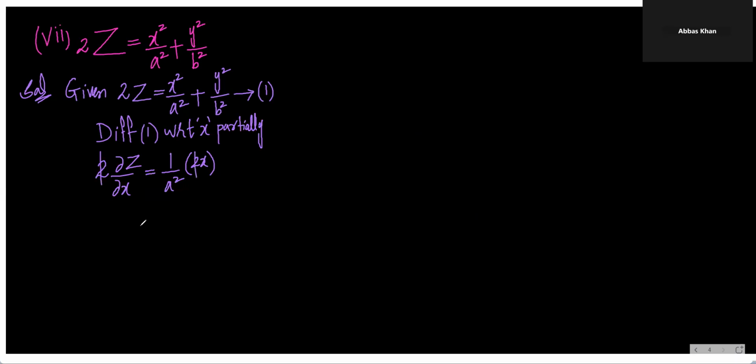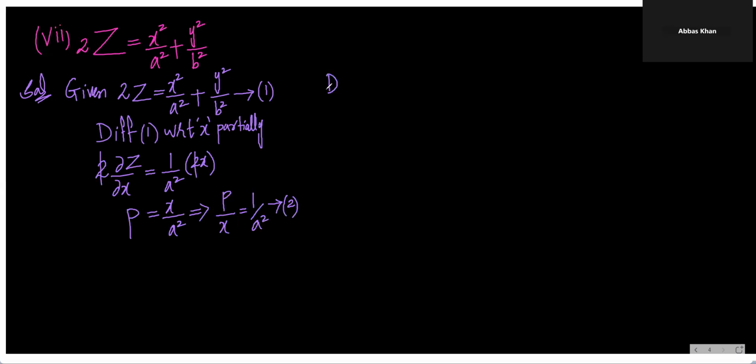2 से 2 cancel, ठीक है। This value is called p is equal to x by a square. This implies if x goes to the denominator, we have to write it as p by x is equal to 1 by a square. Why? Because ultimately I want to eliminate the arbitrary constant from our equation number one. इसके लिए ऐसा कर रहे हैं.